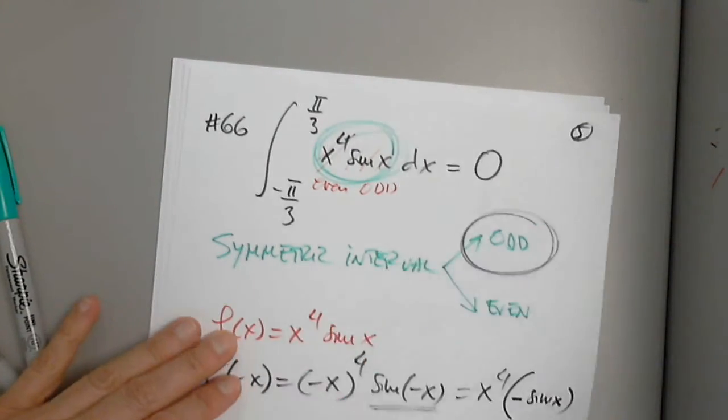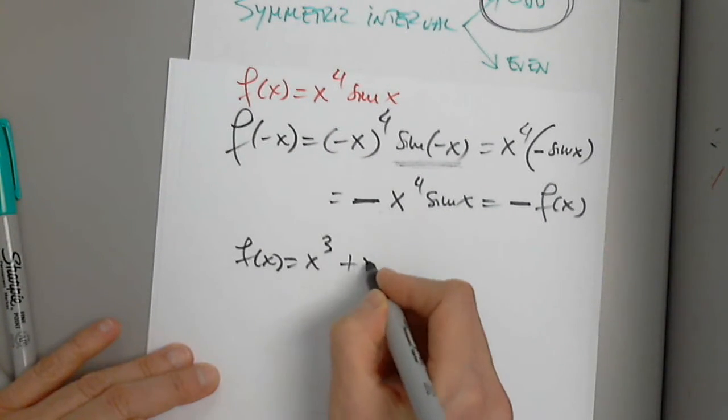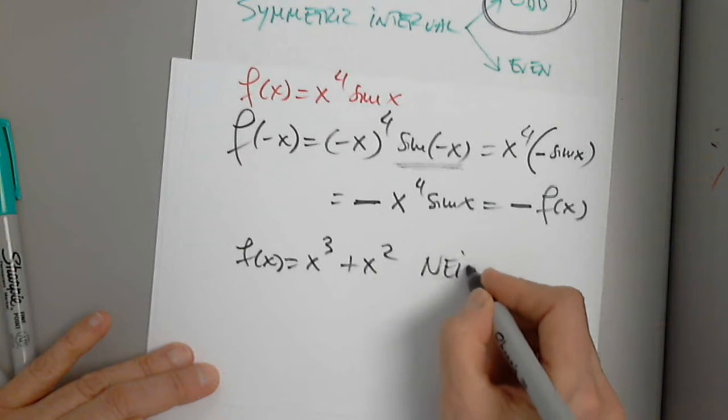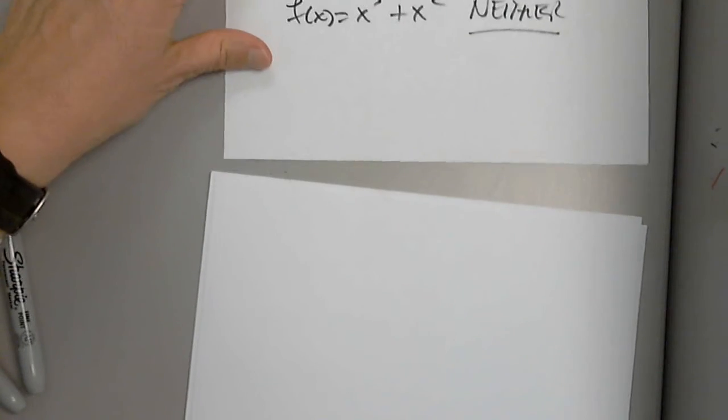So here it is. This function, for example, f of x equals x to the third plus x squared is none of the above. Because it's not odd, it's not even. Any questions? So it's nice when functions are symmetric, but it doesn't always happen. Okay, next one. Please choose anything you want. I'm looking at 67. Please choose the next one if you'd like.